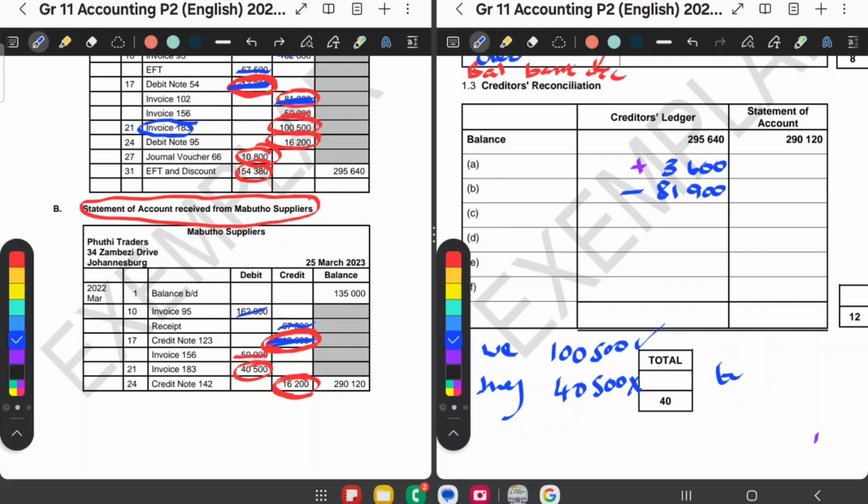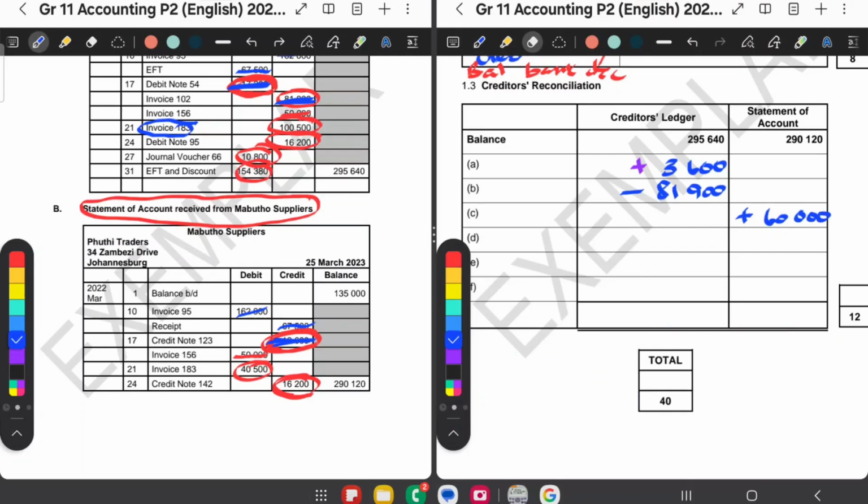They entered too little. So with an invoice, you do what you think you must do. If it's too little, you must increase. So you're going to increase by how much? You're going to say, what's this minus that. And I get that to be 60,000. So I'm going to increase the statement, or the recon, with 60,000. So yeah, I'm going to say plus 60,000.